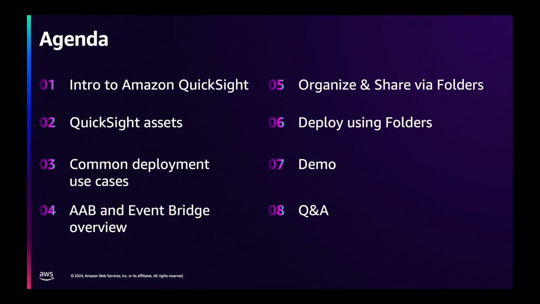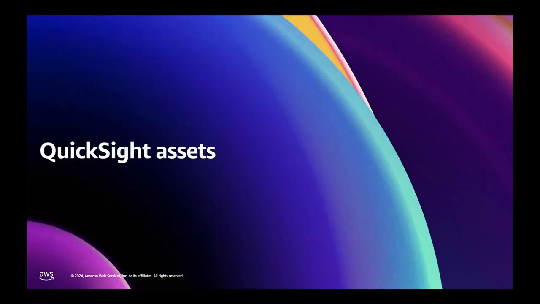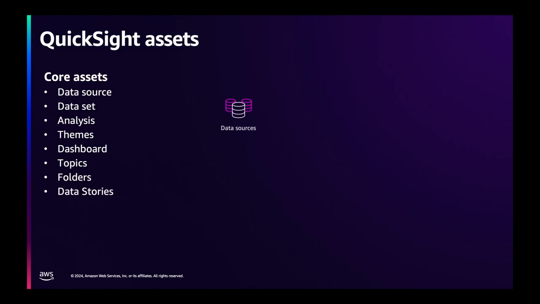So we have asset bundle and EventBridge. We'll go through those overviews, and when it comes to scale, the recommendation here is to use shared folders. So we'll go through what those folders are and how you use them. These folders are not regular Microsoft Windows or Mac folders, right? And then how to use the folders for deployment, and then we have a demo and Q&A at the end. So I'm gonna skip the first two and jump directly into QuickSight common deployment use cases.